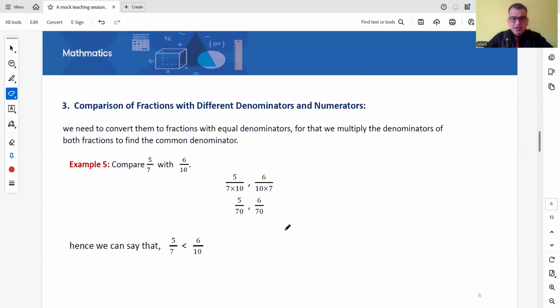Okay, right, very nice. So the next way, we are going to compare fractions with different denominators and numerators. In this case, first we need to convert them to fractions with equal numerators. For that, we multiply the denominators of both fractions to find the common numerator.